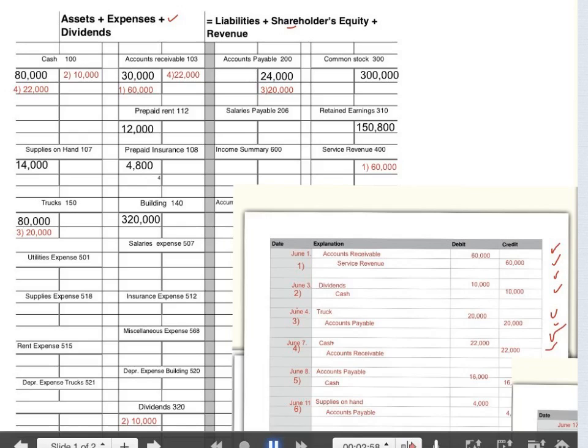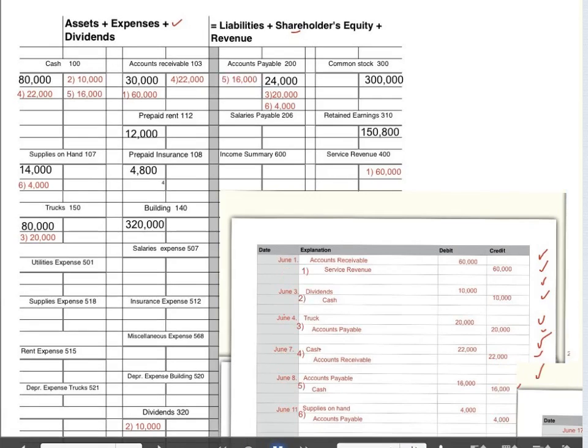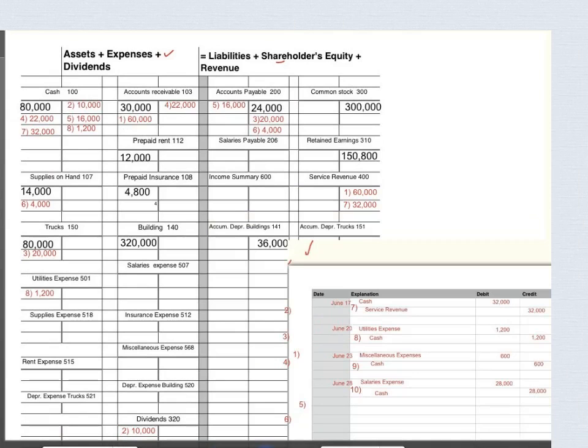So whatever I said in the journal, I now post into the ledger. Continuing on, I have a debit of cash, $22,000, and a credit to accounts receivable of $22,000. Then I paid my accounts payable, so it's a debit to accounts payable, $16,000, and a credit to cash, $16,000. Then I have supplies on hand, entry number 6, a debit of $4,000, and that was on account, so the credit is accounts payable, $4,000.